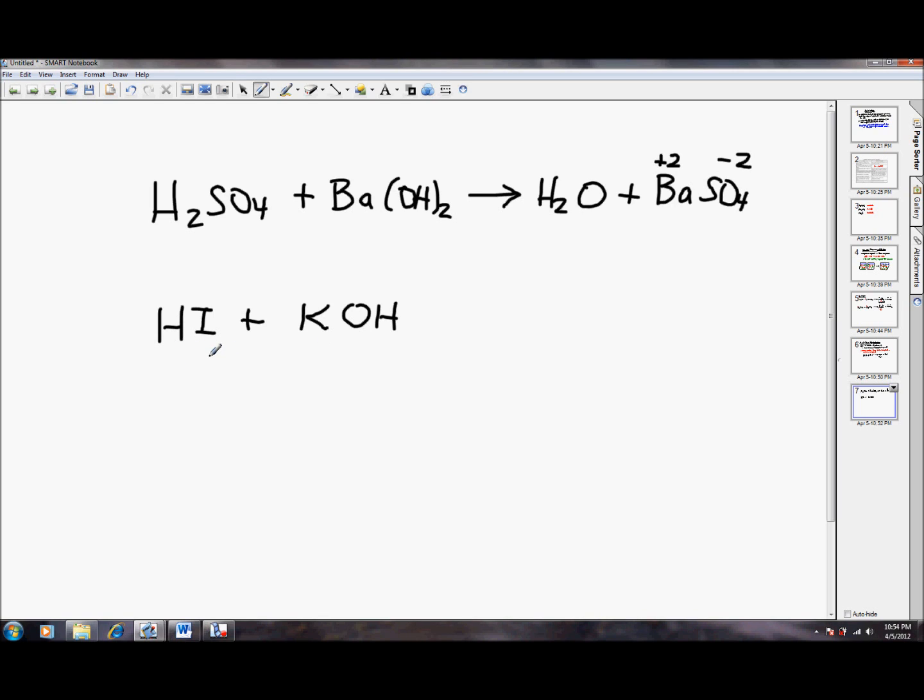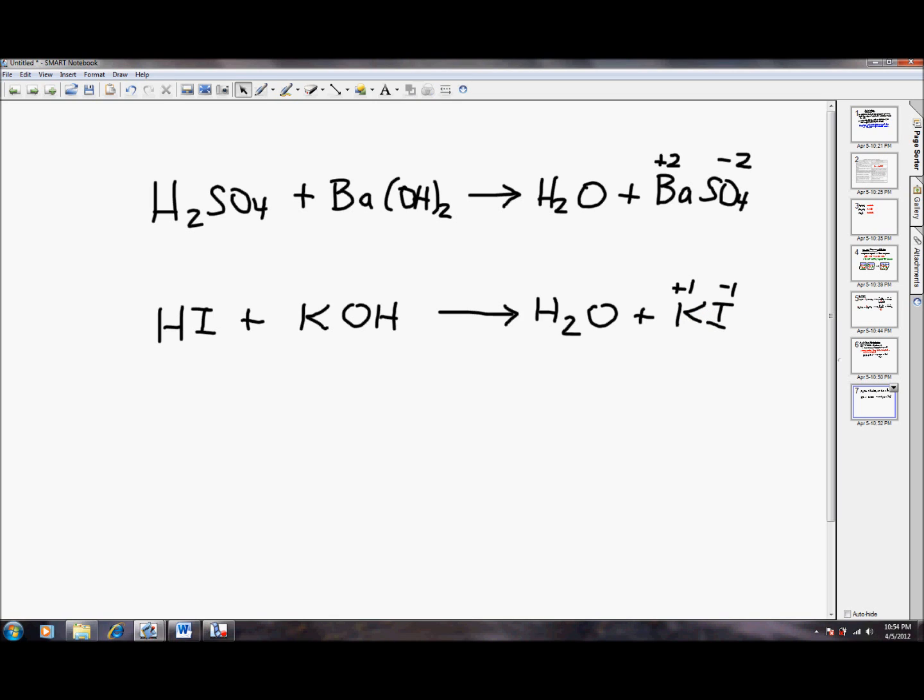Okay, this is hydroiodic acid and potassium hydroxide. Okay, remember the H from the acid and the OH from the base always get together and make HOH, which is the same as H2O. And what's left over is the I and the K. K is the metal, so you have to write the K first. Don't write IK, that's wrong. K is +1. I is -1, so it's just KI.